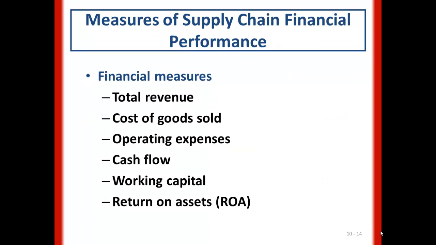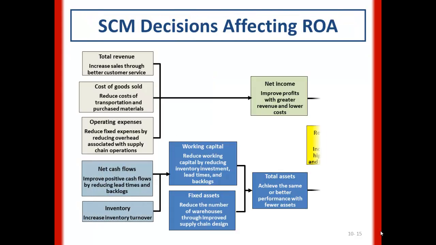Not only the two measurements that we use to measure inventory, we can also use other types of measurement to measure supply chain performance. For example, we can use total revenue, cost of goods sold, operating expenses, cash flow, working capital, return on asset. This picture shows you the effects of different types of measurement on the return on asset.